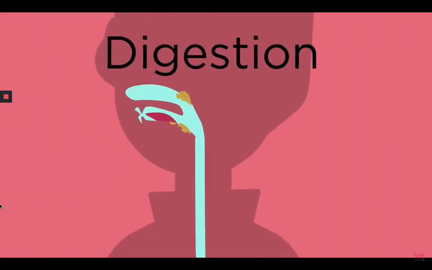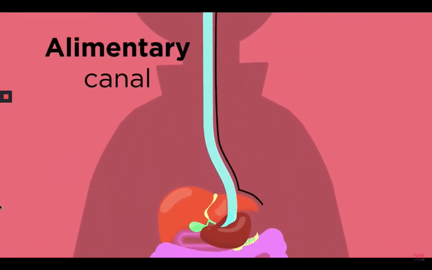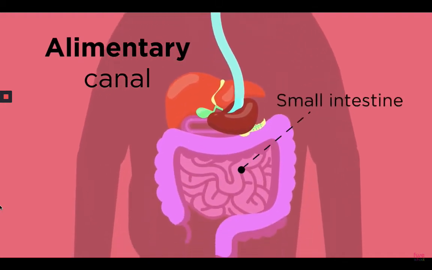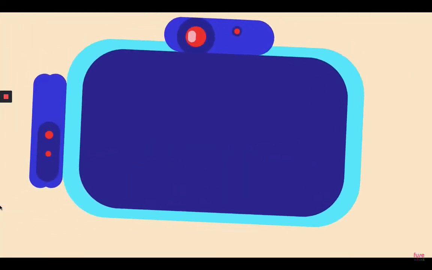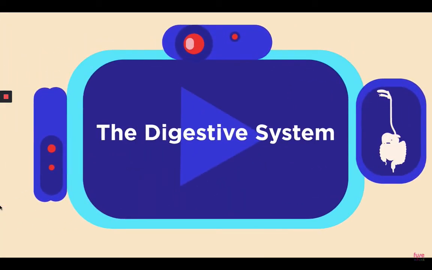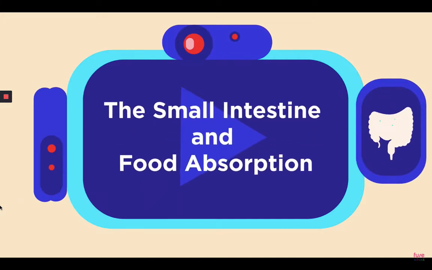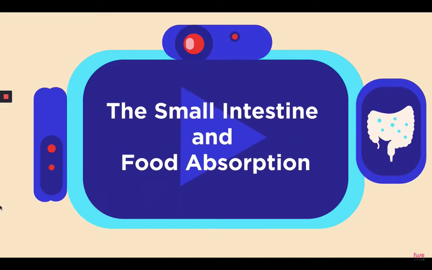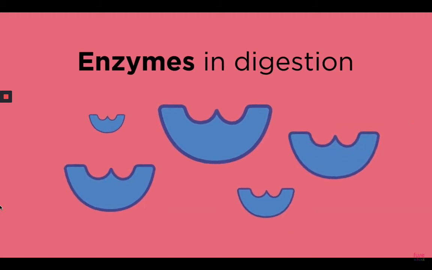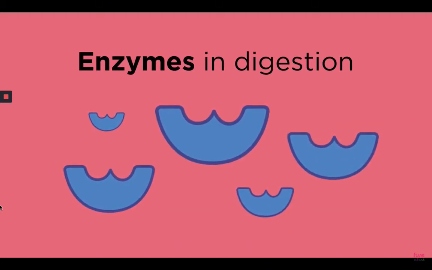bloodstream. Digestion takes place in lots of places along the alimentary canal, and absorption happens in the small intestine, which is found just after the stomach along the length of the digestive system. To learn more about the digestive system, watch this video, and to learn more about absorption, watch this video. In this video, we're going to look at the enzymes involved in digestion in more detail.